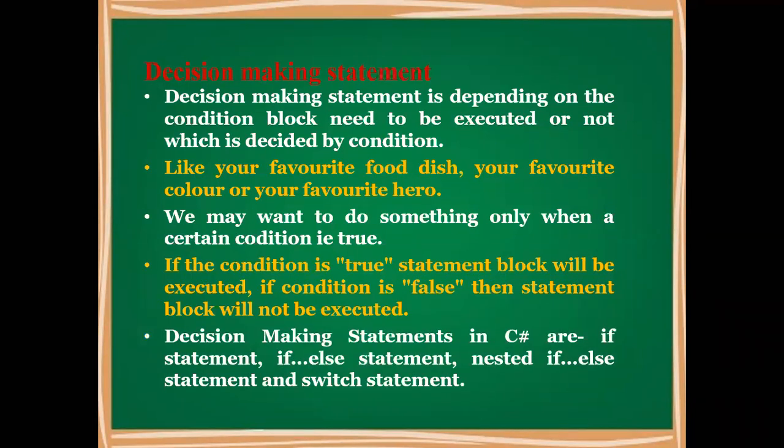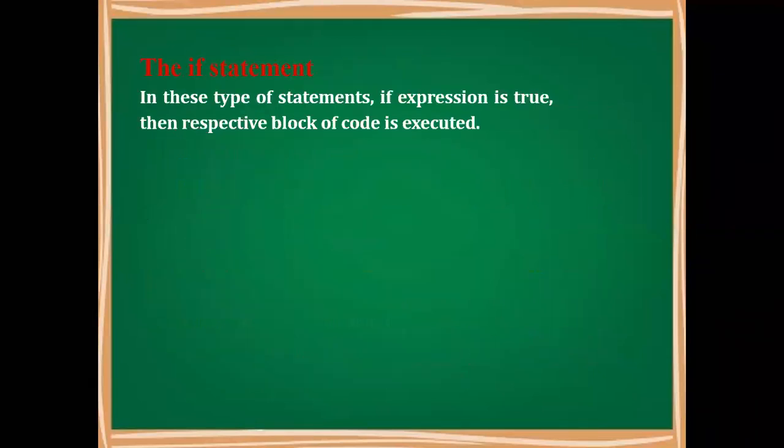The decision making statements in C# are the if statement, the if else statement, the nested if else as a ladder, and then the switch statement. As you are already aware of these statements, we are not going to spend much time on them. So let us start with the if statement. In this type of statement, if the expression is true, then the respective block of code is executed. Students, I want you to concentrate on the screen for the syntax, because you know what if and else are. Just check how it is written in C#.